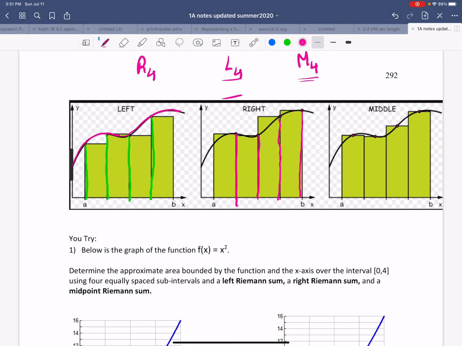With 4 rectangles, in this case the height will be used from the midpoint of each rectangle. So we're going to be using the midpoint height for each rectangle, whatever the height is at the midpoint.